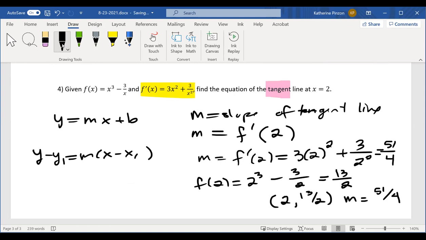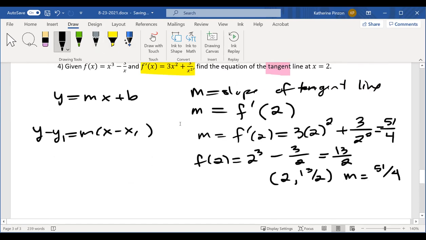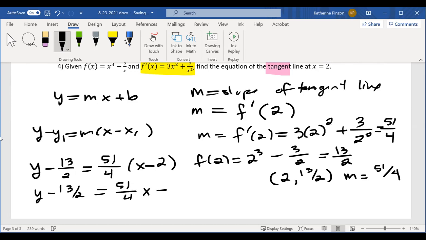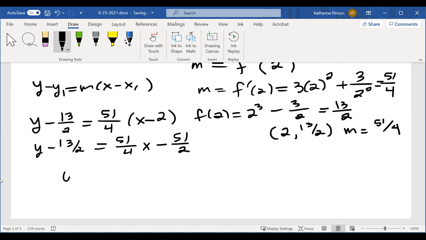I can use either of these two formulas to find the equation of the line. I don't care which one you use. I don't care whether you use y equals mx plus b. I don't care whether you use point slope. Both of these formulas will find you the equation of a line. I tend to use y minus y1 is m times x minus x1, but you pick your favorite. 51 over 4x minus 51 over 2. Add 13 halves to both sides. 51 and 13 makes 38.